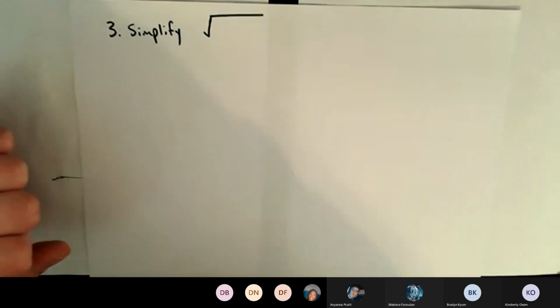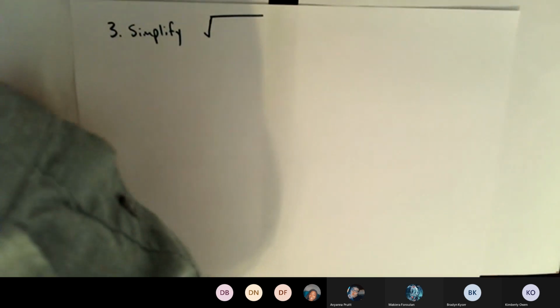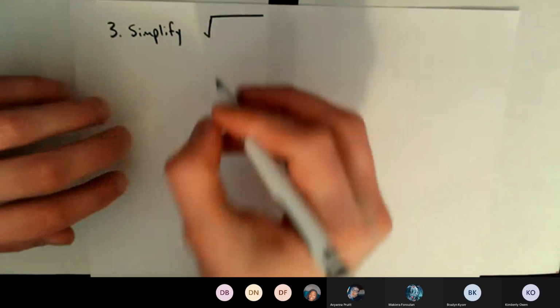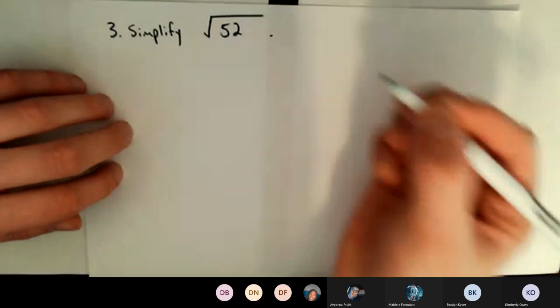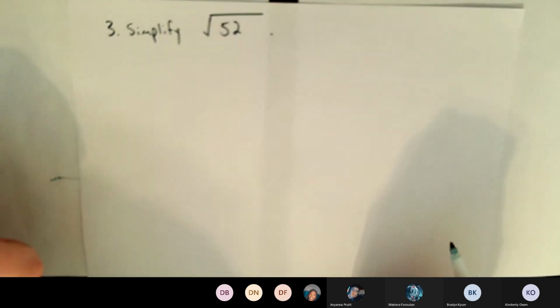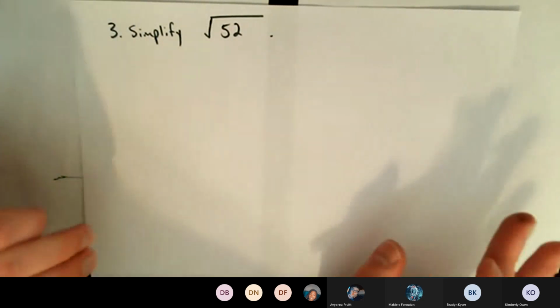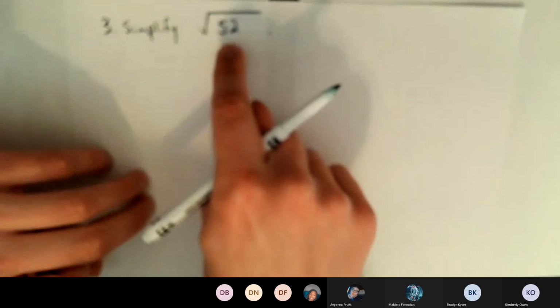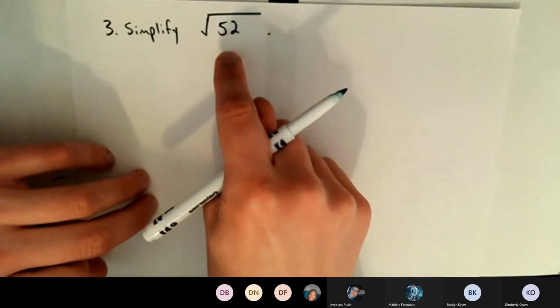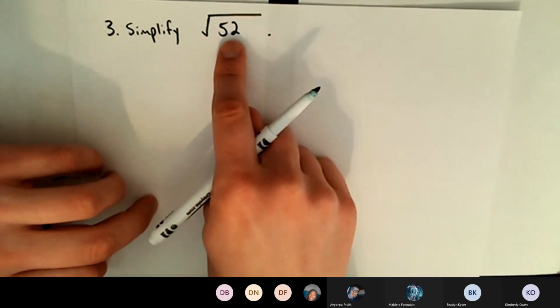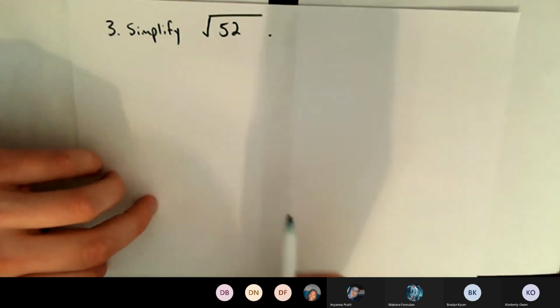Okay, so let's simplify square root of, let me think, let's do something not too crazy. Let's just do 52. Square root of 52. All right, so the naive thing to do would be to plug it into the calculator, but then it would give you some terrible decimal number. That's not what we want here. So the point is, this is not a perfect square. So we need some procedure to be able to simplify this.